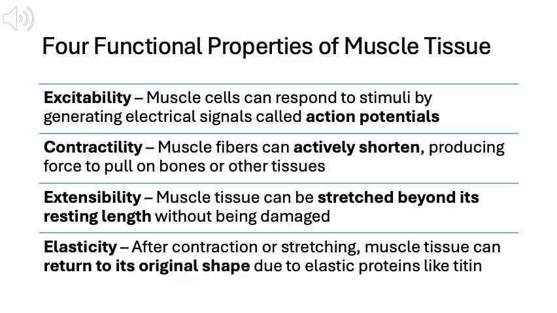Extensibility allows muscle fibers to stretch without tearing, critical when opposing muscles pull in opposite directions. Finally, elasticity is the ability to snap back to their resting length after contraction or stretch, much like a rubber band. These properties together explain why muscle is unlike any other tissue. It can move us, resist forces, and adapt instantly to changing demands.